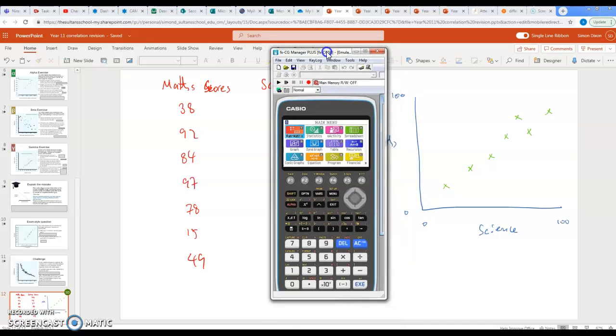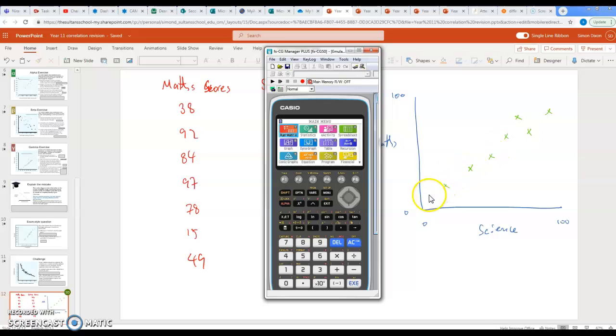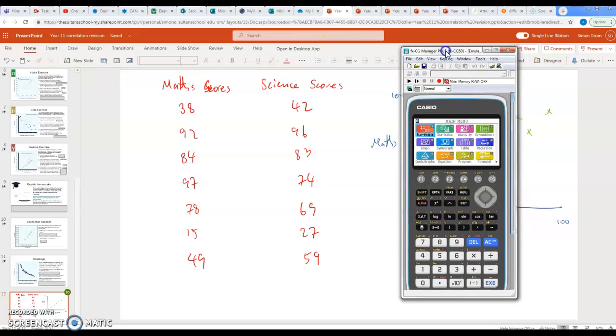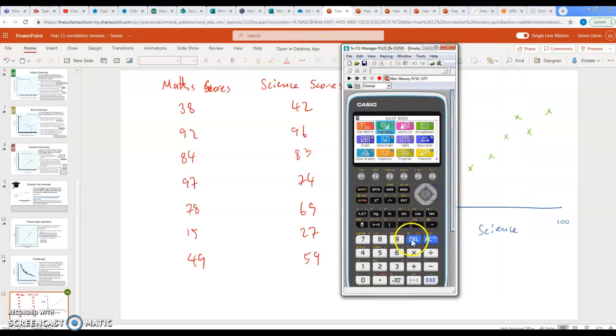So rather than guessing exactly where that line of best fit should be, should it be like this? Should it be like that? We can get the calculator to tell us, okay? So we're going to go to statistics, and make sure, again, you clear all data that's already there, because it will muck everything up if you've got data from a previous question.